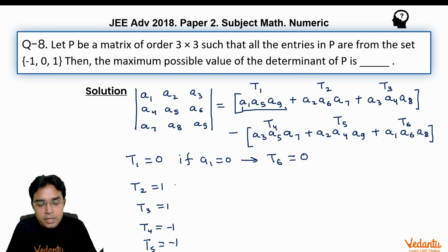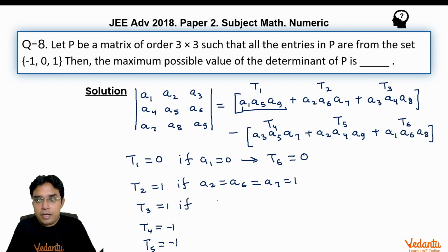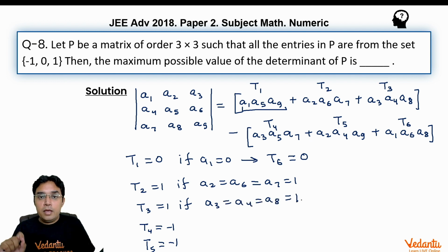T2 is equal to 1 can be if I take A2, A6 and A7 to be equal to 1, 1, 1. T3 can be equal to 1 if I take A3, A4, A8 equal to 1, 1, 1. In fact, T2, T3 can be 1, 1 in other cases also, when two of them are minus 1 and one of them is 1. But I'm just exploring whether that is possible or not in one of these scenarios.